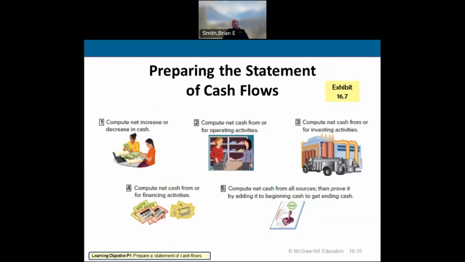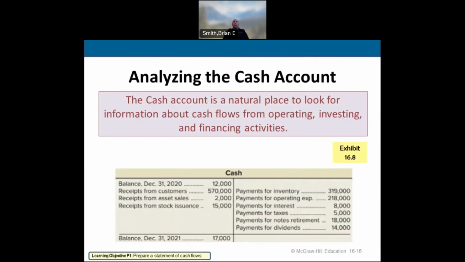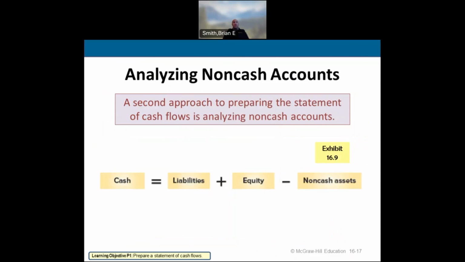So preparing the statement of cash flows, you can pause this and look at this. I'm just going to do it to show you how to do it. First, we want to analyze the cash account. We need to know the beginning balance and the ending balance. Once we have that, we've analyzed it and we're ready to move on.